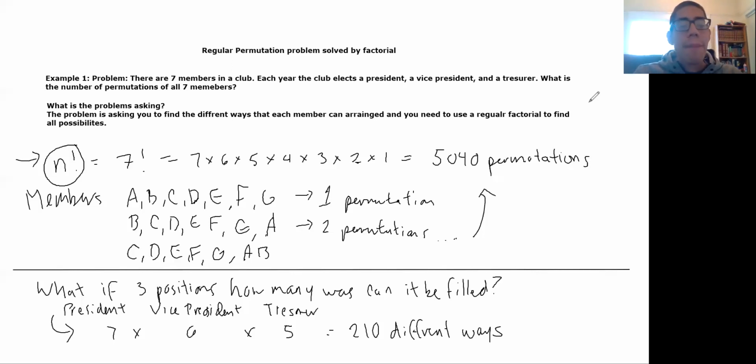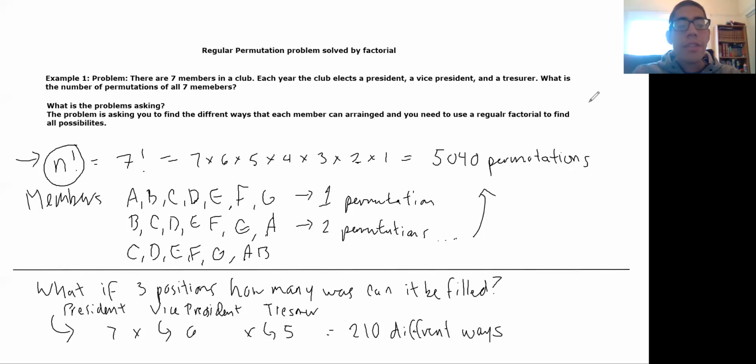I'm going to multiply that by, all right, so let's say we pick a president. Let's say we pick one person. Now, if we want to pick a vice president, that one person who is now president can't be vice president also. So they're no longer in there. There's now a pool of 6 people, and one of them can be chosen to be vice president. So that's 6 possibilities. However, once we've picked our president and vice president, we only have 5 people. Of those 5 people, one can be treasurer. So there's 5 possibilities for treasurer.